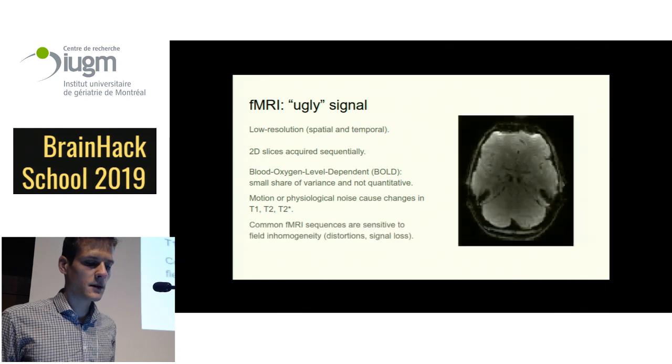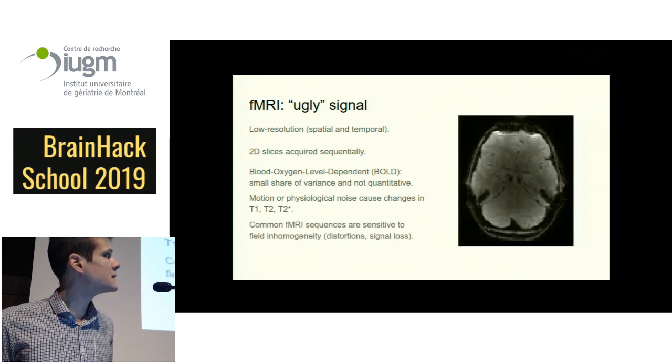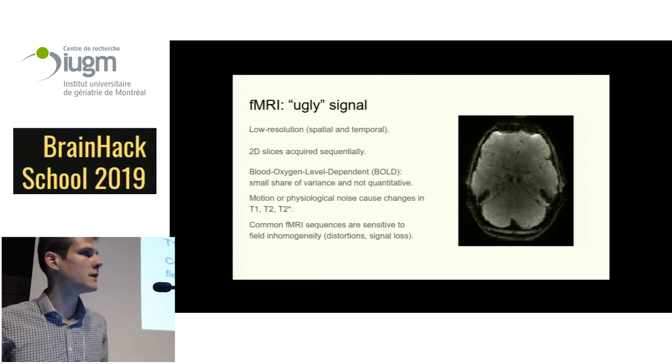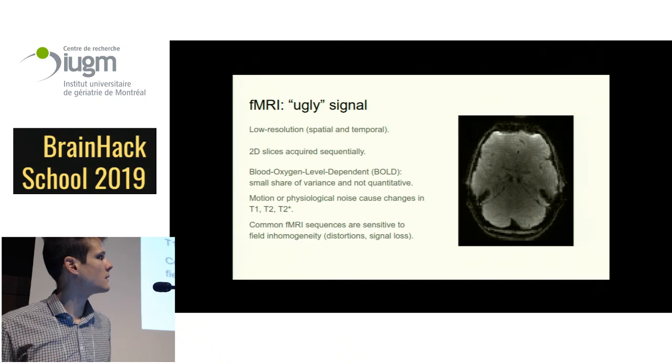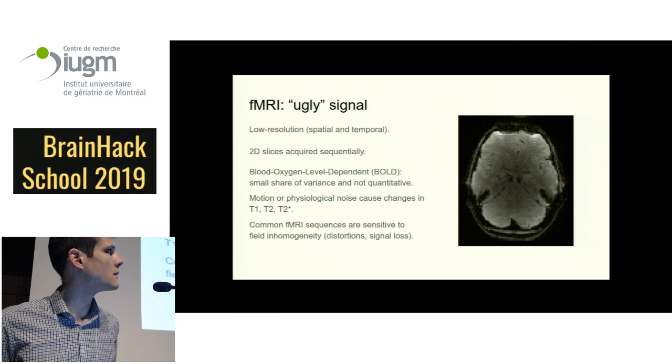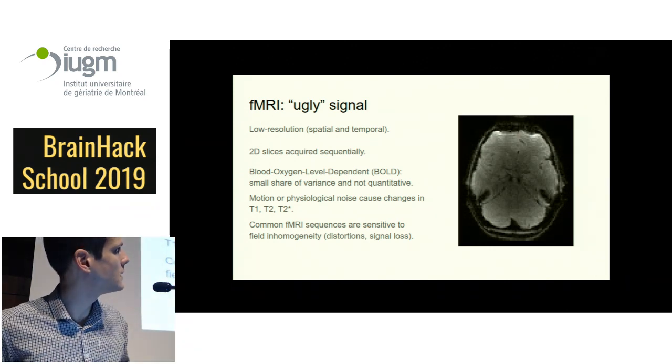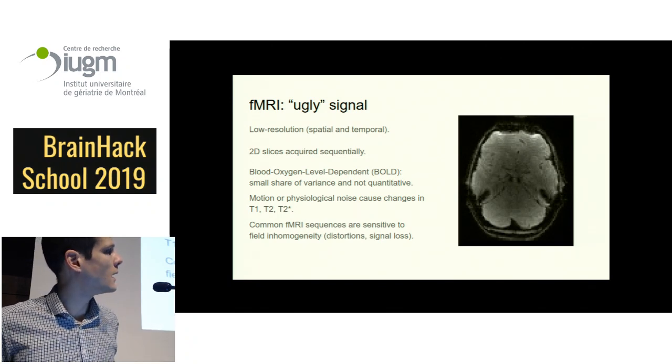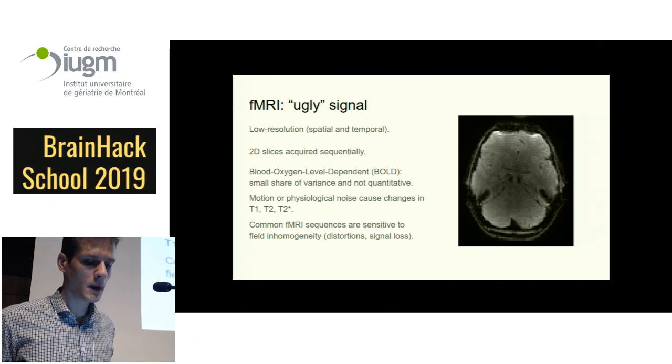Another problem is that the commonly used fMRI sequences are very sensitive to magnetic field inhomogeneity. Any air-tissue interface in the brain is going to cause inhomogeneity in the magnetic field, and because the principle of acquisition assumes that you have a static field that is homogeneous, you're going to have distortions, like we can see in the frontal lobe up there. The brain is pushed back, and you have signal loss also. So that's another problem we have with fMRI.